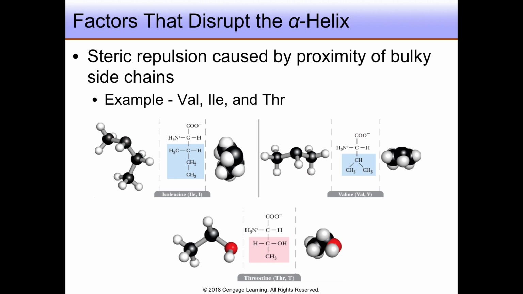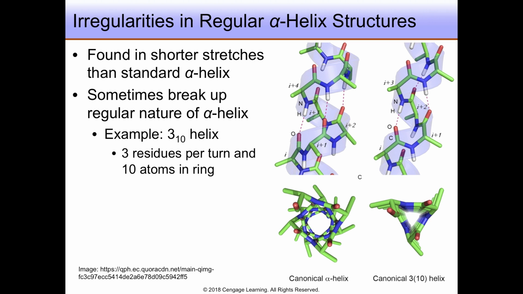Although the side chains of amino acids within the helix do project outward, still bulky groups in close proximity can cause distortion of the helix, as in the case of the side chains of isoleucine, valine, and threonine, pictured here.